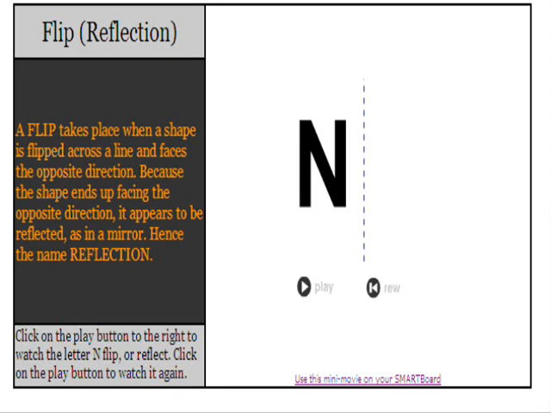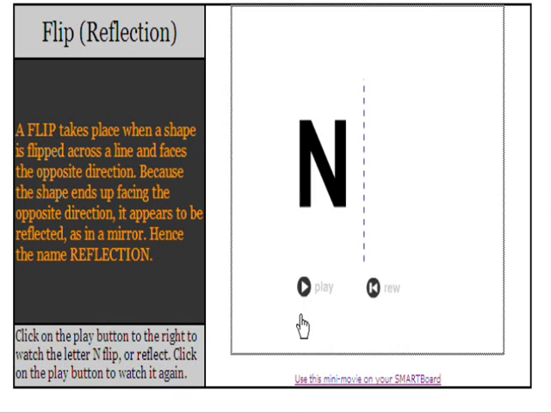A flip takes place when a shape is flipped across the line and faces the opposite direction. Because the shape ends up facing the opposite direction, it appears to be reflected as in a mirror, hence the name reflection.